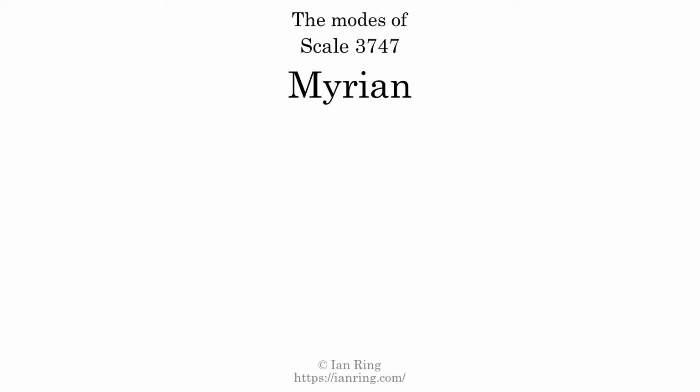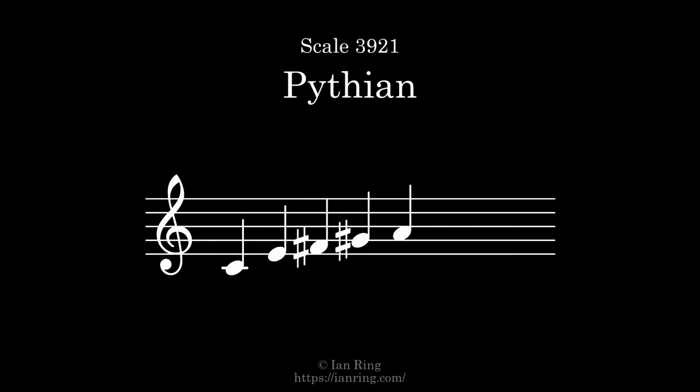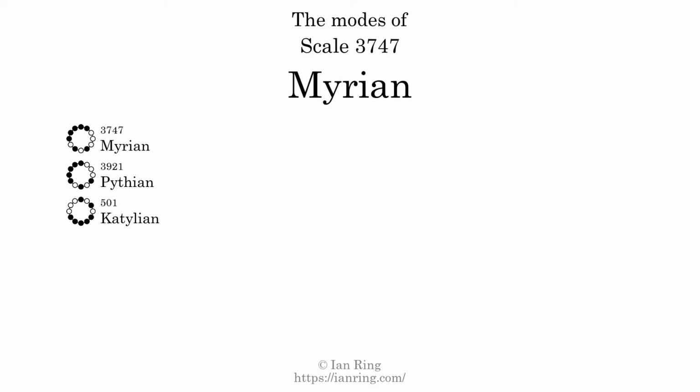This scale has 7 modes. The first mode is itself. The second mode is scale 3921, also known as Pythian. It sounds like this. The third mode is scale 501, also known as cotillion. It sounds like this.